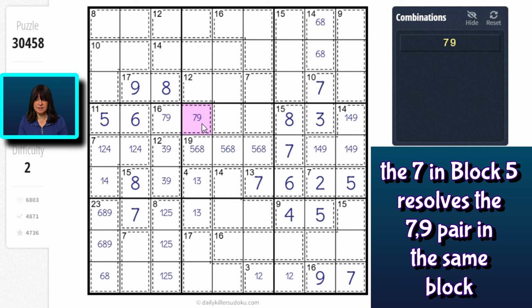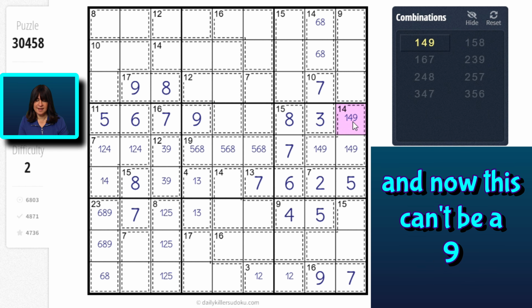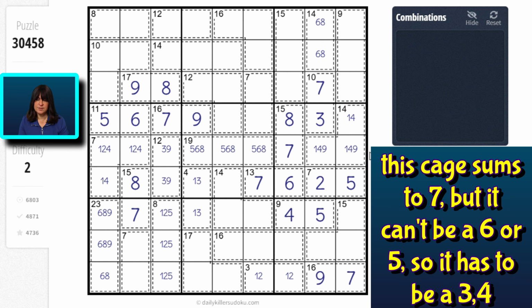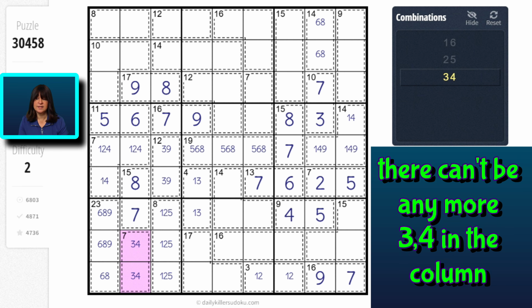So this has to be a 9, and this is the 7. So this can't be a 9 anymore, so let's get rid of that. And down here, this cage sums to 7, and it can't be a 6 or a 5. So this has to be a 3 and a 4. And since those are locked into column 2, there can't be any other 3s or 4s in the column. And that means I can eliminate this 4.